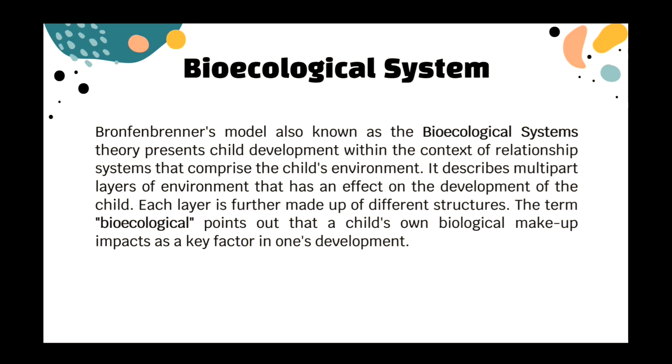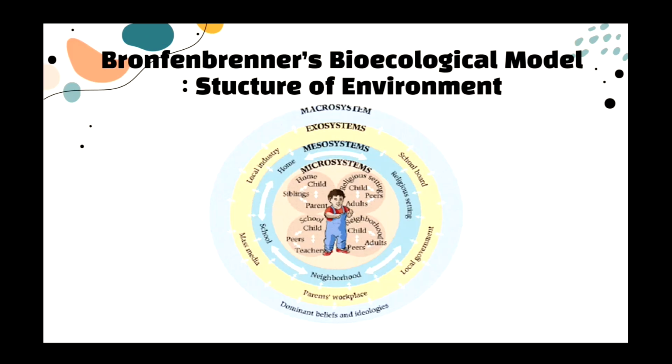So, to study a child's development, we must look not only at a child and her immediate environment, but also at the interaction of the larger environment as well. Bronfenbrenner conceptualized four ecological systems that an individual interacts with, each nested within the other. It's listed from closest to the person to furthest. We have macrosystem, exosystem, mesosystem, microsystem.